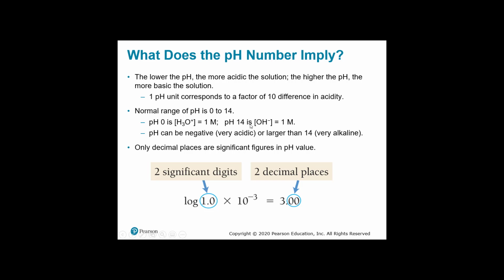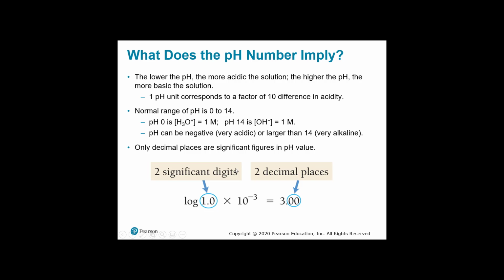pH 14 is a hydroxide concentration of 1 molar. So the bigger the number is for hydroxide concentration, the stronger it is. And the opposite for hydronium concentration, the lower it is, the stronger the concentration. pH can be negative and larger than 14, but we really don't deal with that.